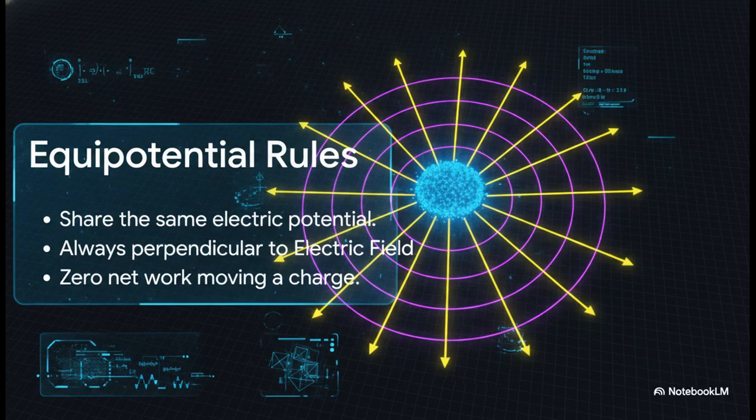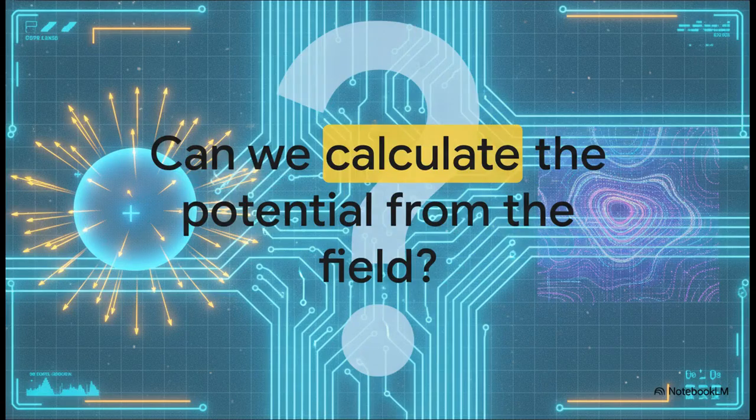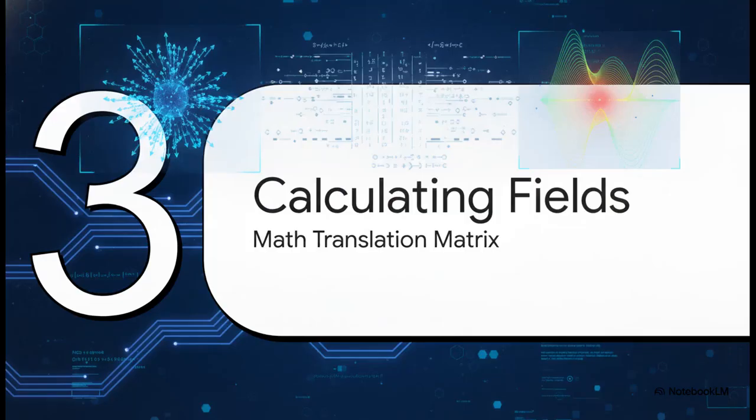Oh, and to make this physically and mathematically possible, these equipotential surfaces must always intersect the electric field lines at exactly a 90-degree angle. They are perfectly, unfailingly perpendicular. So, here is a really interesting puzzle for you. If we have the tools to track the invisible electric field vectors, can we reverse engineer the underlying potential? Basically, if we know the direction and the strength of the electric push, can we figure out the exact altitude of the electric landscape we're standing in? Let's answer that in Section 3, calculating field and potential.